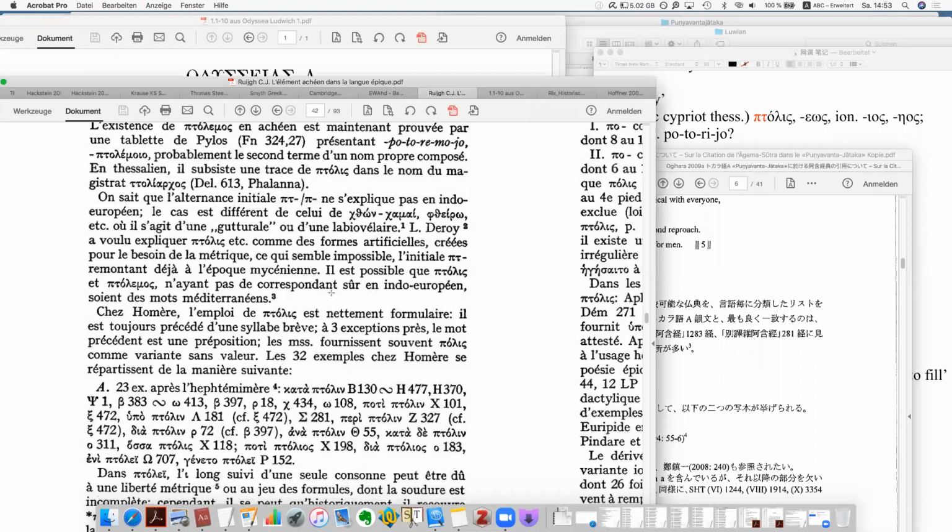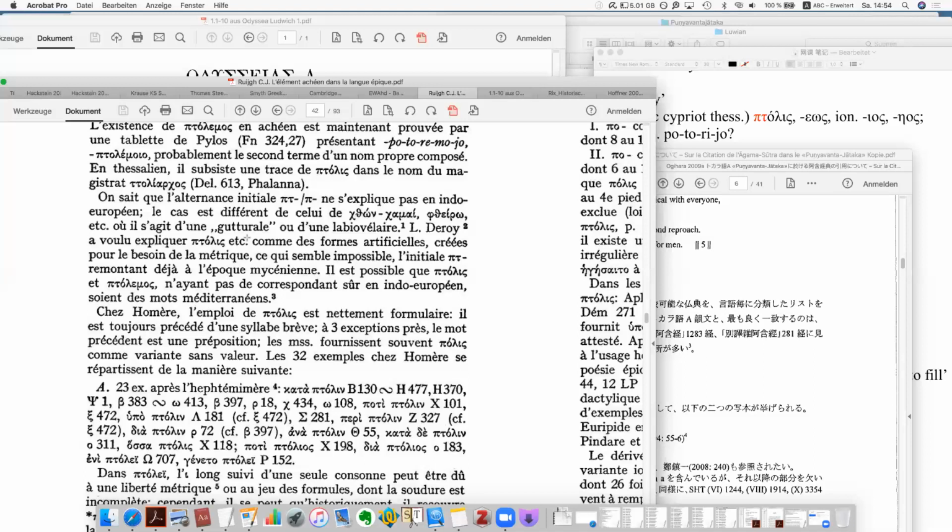don't have a secure explanation of sound change. It's not a real regular sound change in Indo-European, but it is probably a word influenced by the Mediterranean area. So this is actually the explanation.